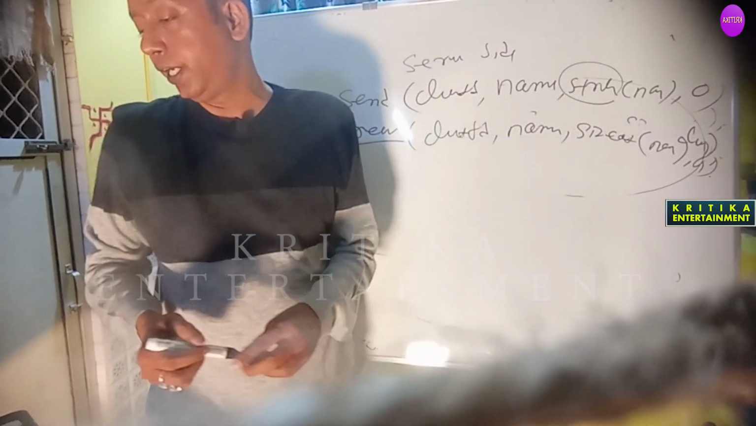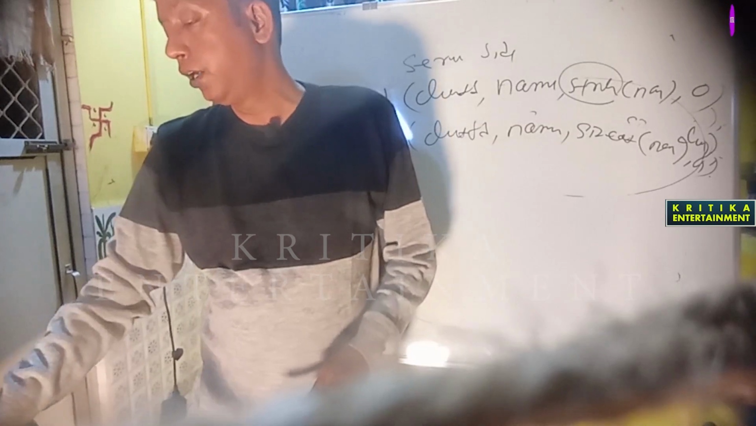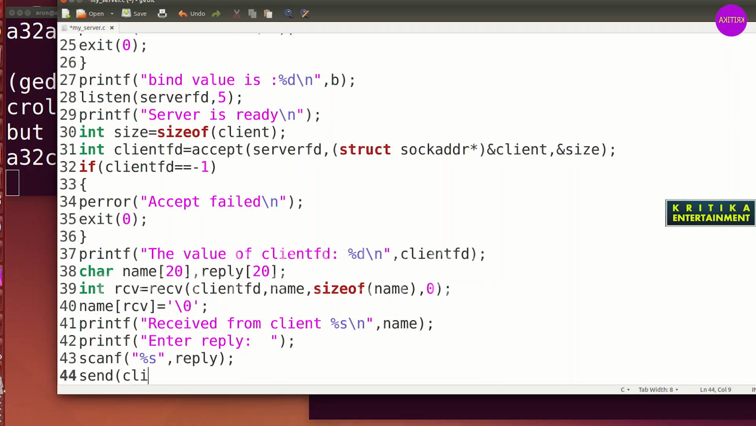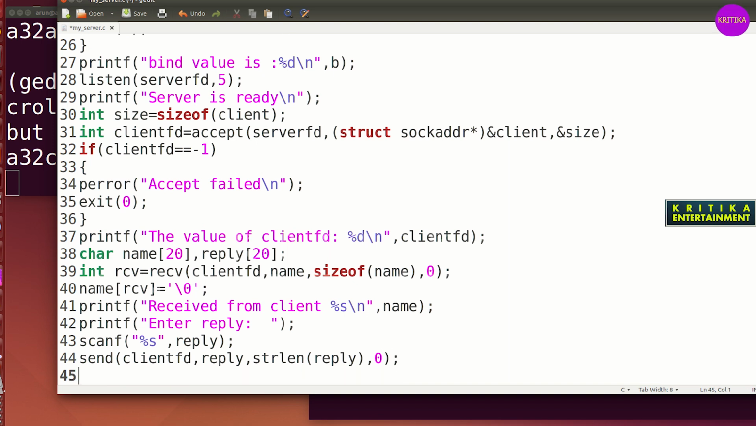The same I have written here. In the send function, it will write reply, then client FD, then I'll write the reply, then strlen of reply, then the flag is 0. Then write printf data sent to server, data sent to client.